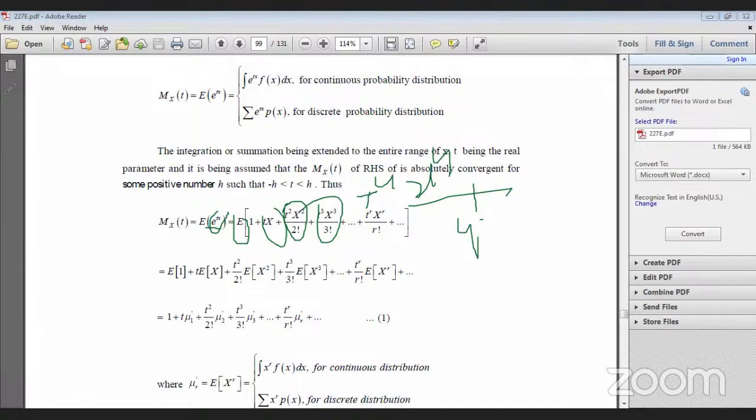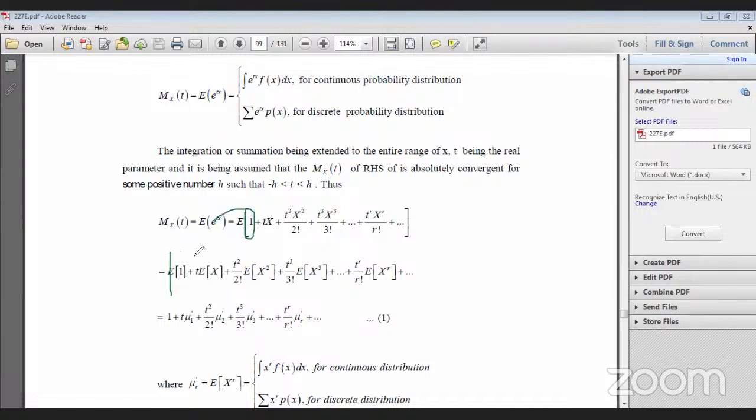So E(1) is 1, t is a constant, so t into E(x); then t^2 by 2 factorial is a constant, I am putting it outside, E(x^2); t^3 by 3 factorial is a constant, E(x^3); t^r by r factorial, E(x^r). So E(1) is equal to 1, plus t times E(x), which is mu_1 dash, plus t^2 by 2 factorial mu_2 dash, mu_3 dash, and this is mu_r dash.